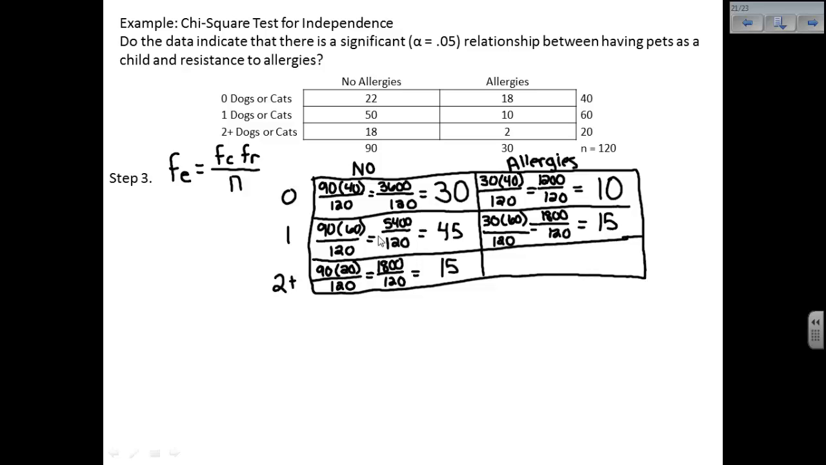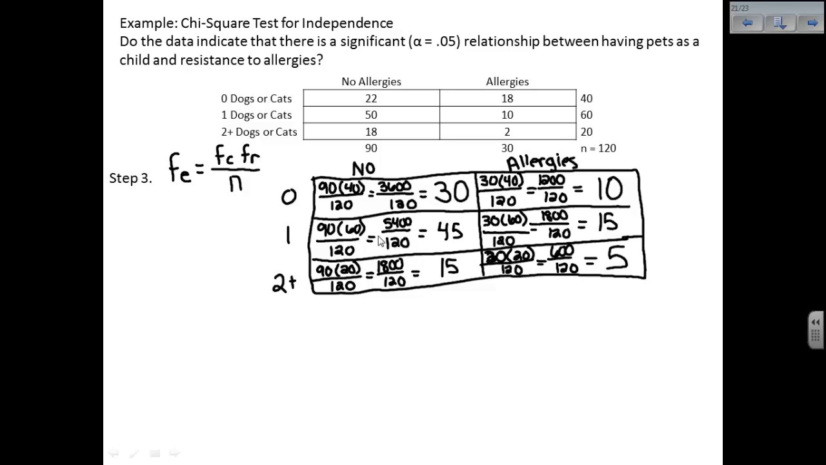Next one. 30 people with allergies multiplied by 20 people with 2 plus dogs or cats divided by 120. 30 times 20 gives you 600, divided by 120, and you have a frequency expected of 5 under the null hypothesis.